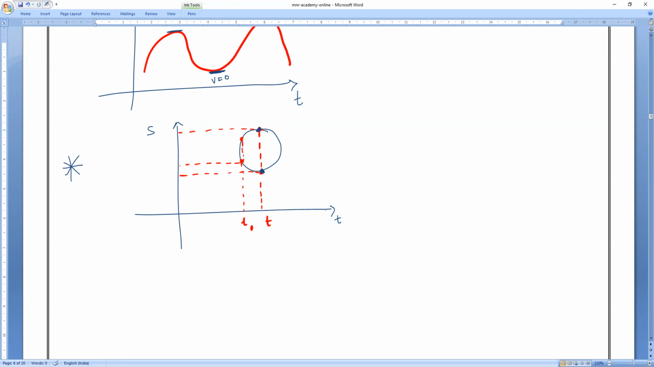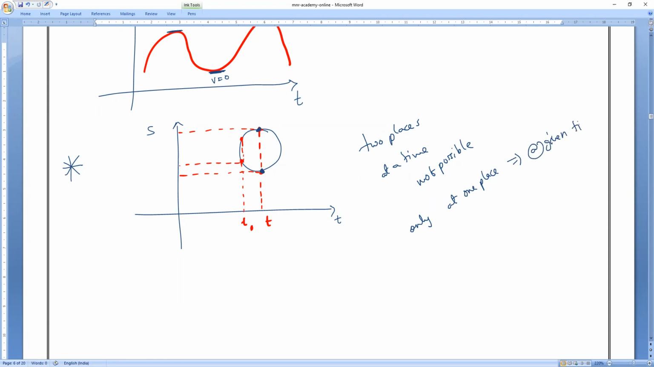Is it possible, sir? No. So when it is in a circular motion, be very careful. We will get two places at a time. At a time, is it possible or not possible? Not possible. So how many times will it be possible? Only at one place in a given time.